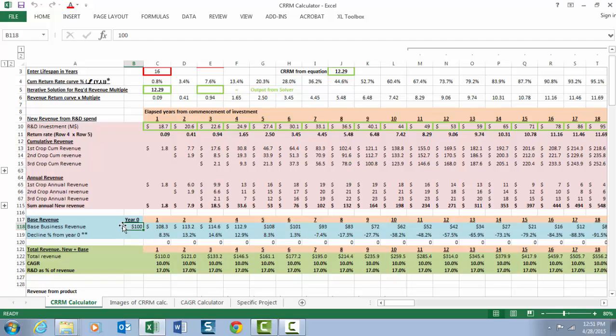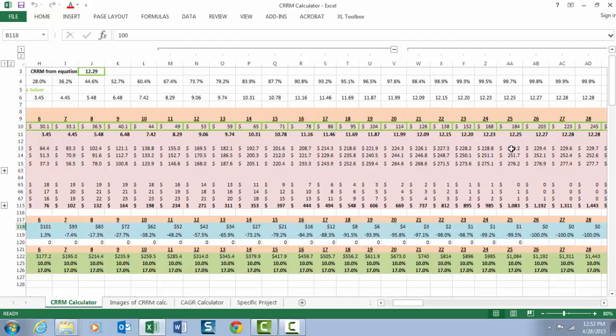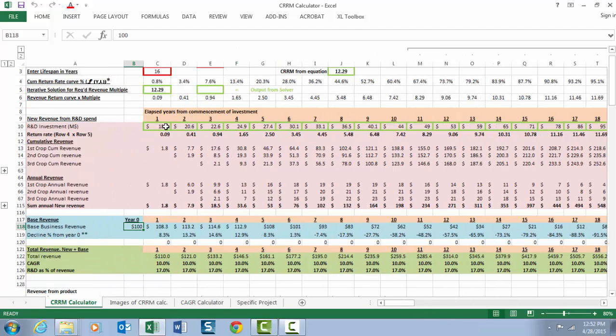So given that our base business in year one is now 108.3, in order to reach 110 million of revenue here, which is the 10% CAGR, we really only needed 1.8 million of new revenue from new products. And we got that from the first crop of products up here. Those first crop of products, however, according to the calculation, need to get to 12.29 times what it was we spent on R&D, that being 18.7. And if I scroll over further here, you will see that the cumulative revenue that this ultimately achieves here is approximately 229.2, which is precisely 12.29 times that 18.7.